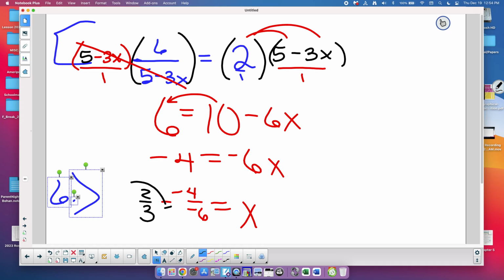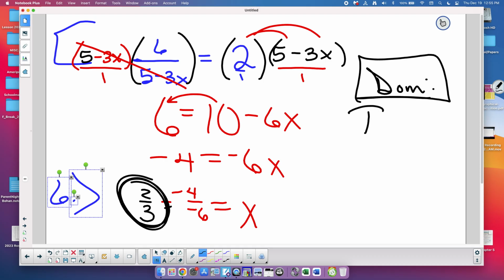The answer to number, what am I on? Number 6? Yeah. The answer to the equation is 2/3. Oh, you know what I forgot to do? I'm sorry. In the very, very beginning, you were supposed to look at this and say, what can't x be? Remember the domain? X can be anything you want. It just can't be what number?